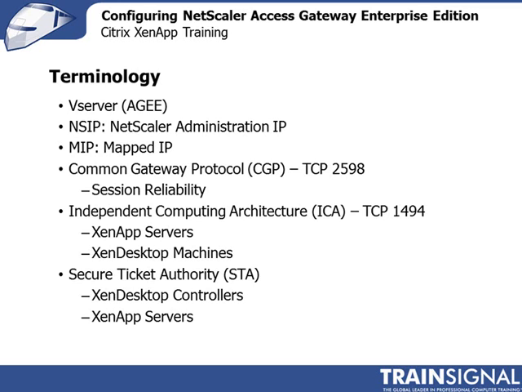Your Common Gateway Protocol, CGP, aka the session reliability, that's going over TCP port 2598. ICA, or Independent Computing Architecture, that's Citrix's flagship protocol that goes over TCP 1494. And you would need that to connect the XenApp servers, XenDesktop machines, so on and so forth. STA is the Secure Ticket Authority. Again, you would need that for the XenDesktop controllers and the XenApp servers that you're designating as STA servers.